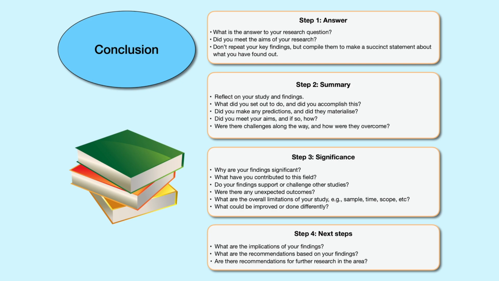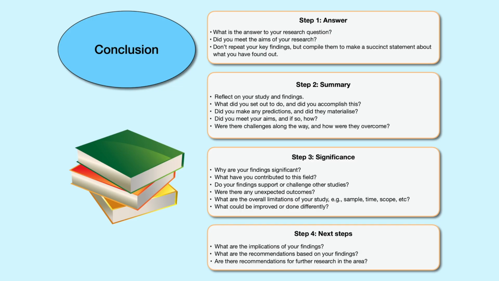Step 3, significance. Why are your findings significant? What have you contributed to the field? Do your findings support or challenge other studies? Were there any unexpected outcomes? What are the overall limitations of your study? If you're thinking about things like sample, time, scope, then how do they align with reliability, validity, generalisability, or if you're doing qual research, the 4 pillars of trustworthiness? What could be done differently? What could be improved?